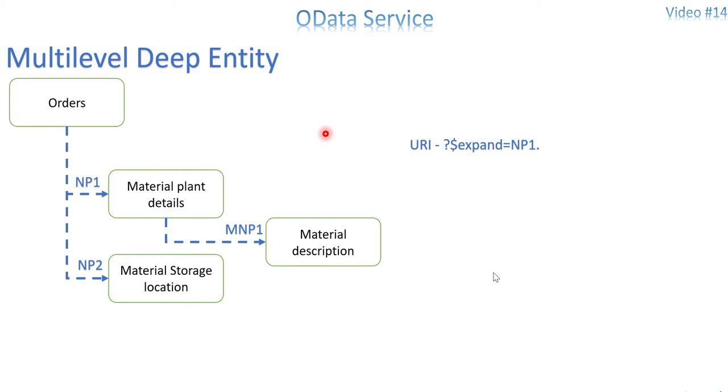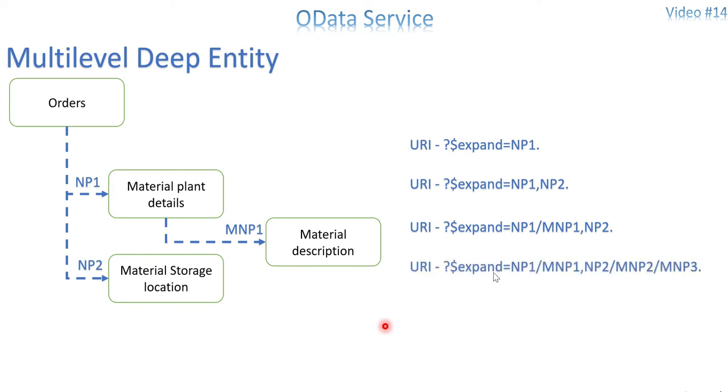UI perspective. Next one, if I say expand equal to NP1 and NP2, so the first level of deep entity data will be populated. NP1 material plant, NP2 material storage. Now I want the dependent deep entity as well. So you have to introduce a slash. So expand equal to NP1 slash MNP1. Then it will get the data of plant as well as material description. Okay, comma NP2. I want this NP2 also. So all three data I want.